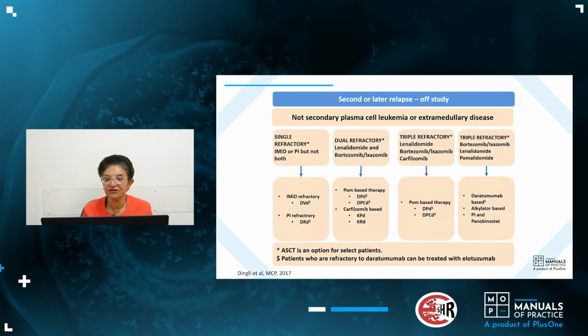How about triple refractory to bortezomib, ixazomib, lenalidomide, and pomalidomide? He has received all these and is refractory to all these, or has relapsed after receiving all these. Then a daratumumab-based medication would be of best choice. You would need to think of an alkylator-based therapy, if it works, and you think of a proteasome inhibitor together with panobinostat. And in selected patients, stem cell transplant is an option. And of course, if patients have been receiving daratumumab and have relapsed, then you think of another monoclonal antibody such as elotuzumab.